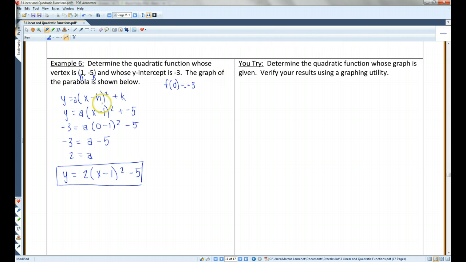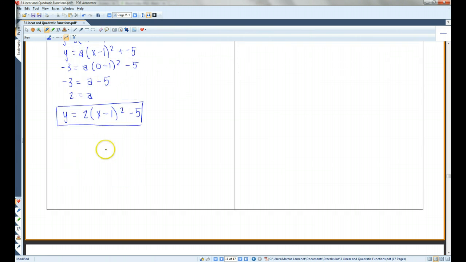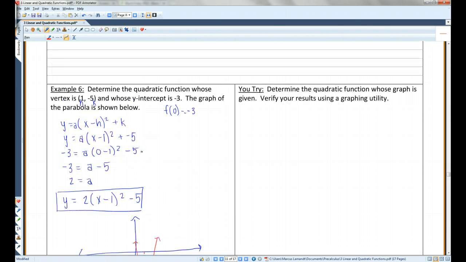And the graph of the parabola was supposed to be shown, but that's okay. We can just draw it in. It goes down 5, to the left, or sorry, to the right 1, up 2 over 1. Looks something kind of like that. All right.